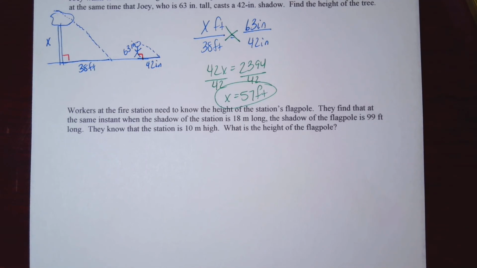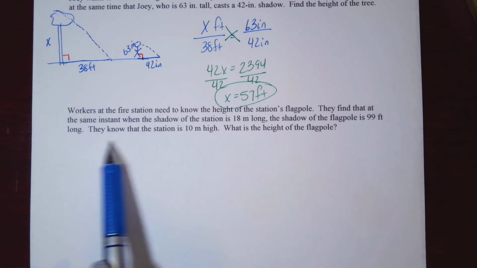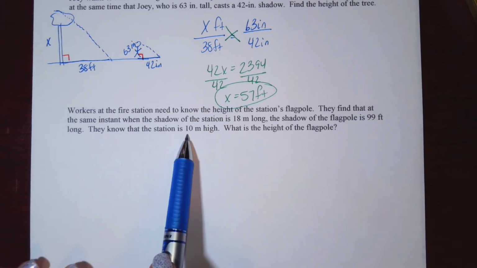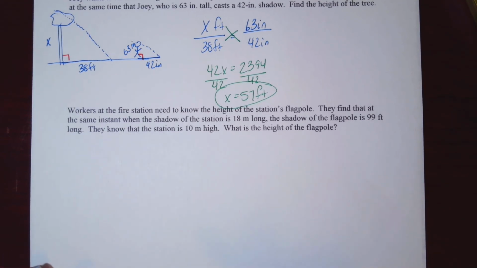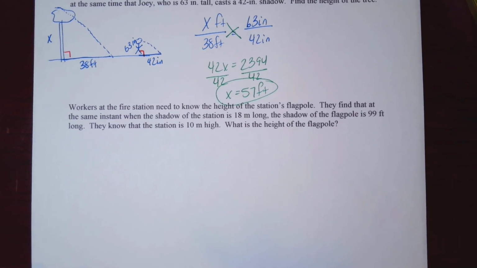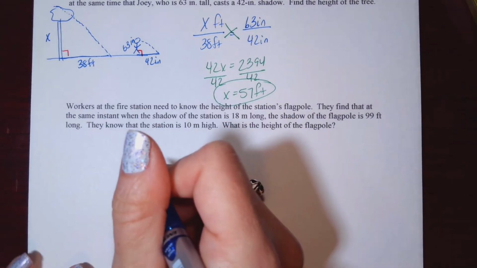Workers at the fire station need to know the height of the station's flagpole. They find that at the same instant when the shadow of the station is 18 meters long, the shadow of the flagpole is 99 feet long. I don't know why one group was measuring in meters and one group was measuring in feet, but that's fine. We can work with it. They know the station is 10 meters high. So as long as we have the units the same for each ratio, we're in good shape.